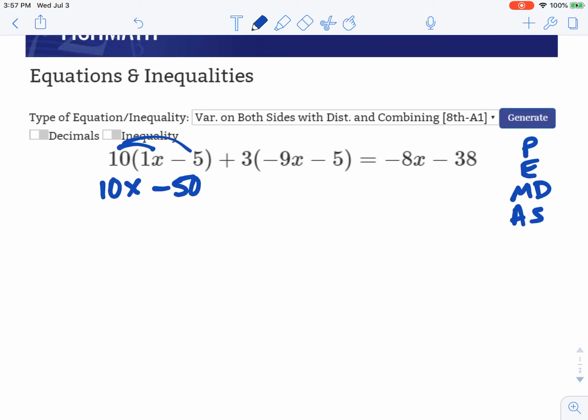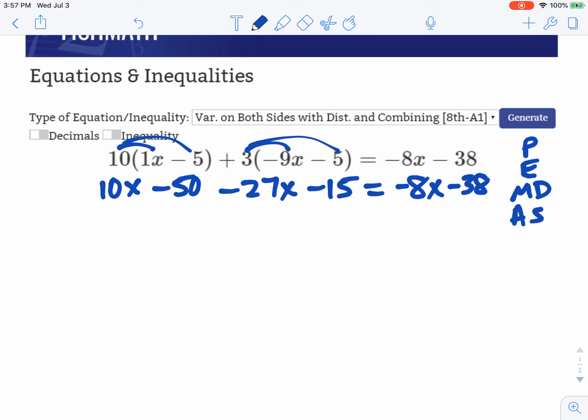Same thing here with the 3. That gets multiplied into these parentheses. It's a positive 3. Just be careful with that. If it had a minus, you'd have to use a negative 3. So 3 times negative 9 is negative 27x. 3 times a negative 5 would be minus 15. And then bring down the equal sign and the right side. Nothing is changing there. We're just working on the left side right now.